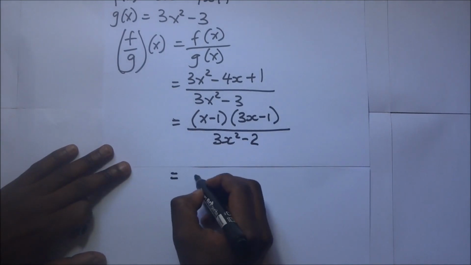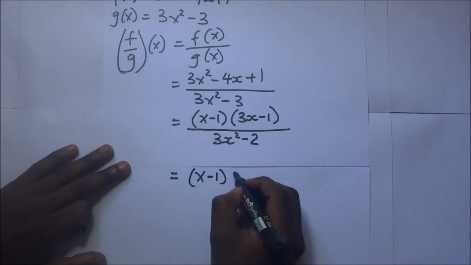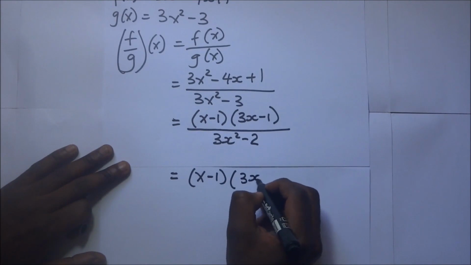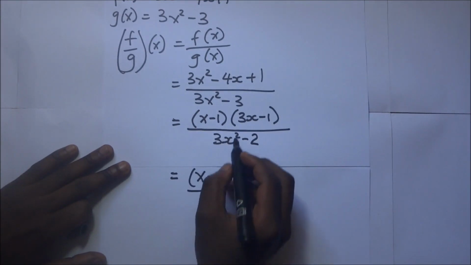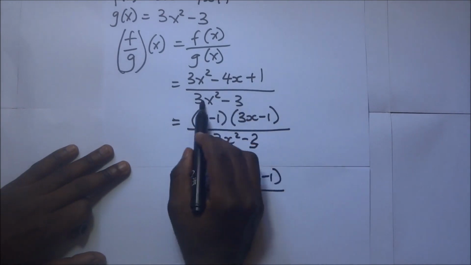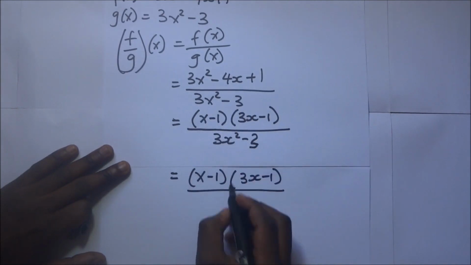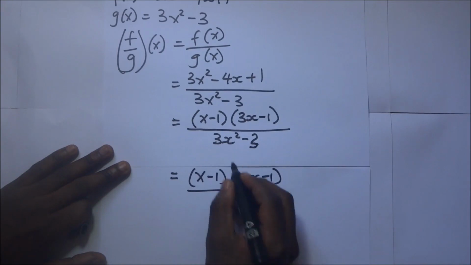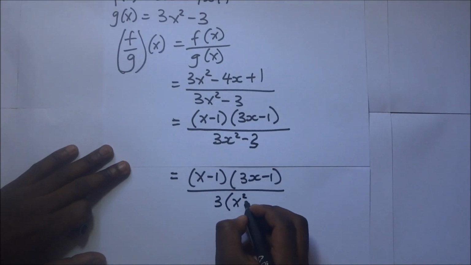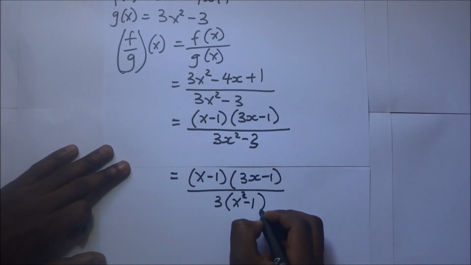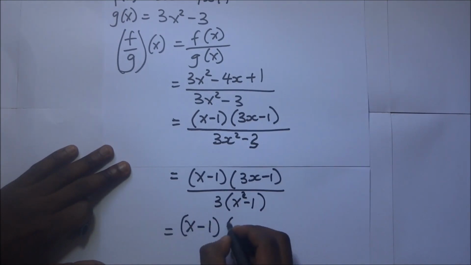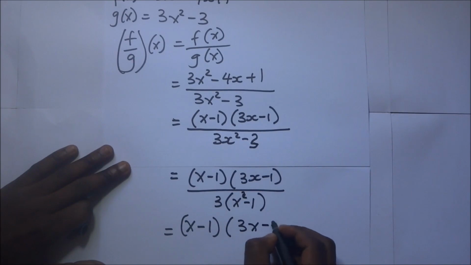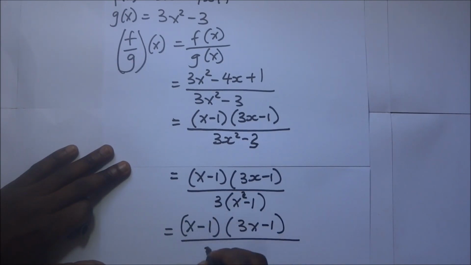That's going to become x minus 1 into 3x minus 1, divided by the bottom. Actually, it's 3x squared minus 3, not 2. So the common factor here is 3. It's going to become 3 into x squared minus 1. This is the same as saying x minus 1 into 3x minus 1, divide all that by 3, multiply that by x squared minus 1.